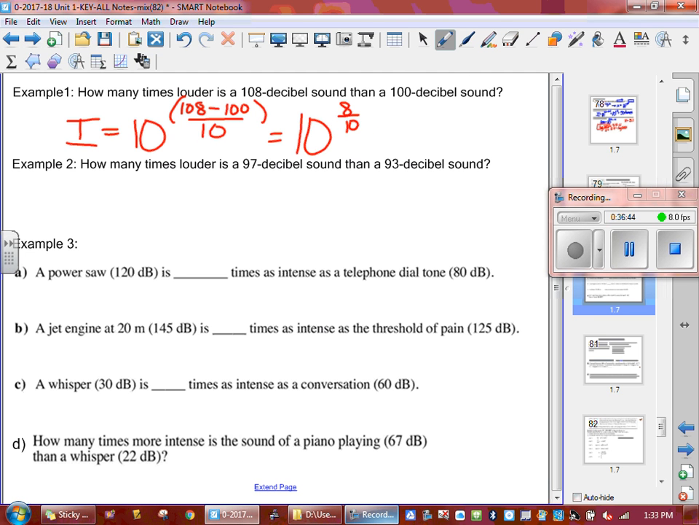And what are we going to get? 6.3, good job. It's 6.3, louder. So we're talking in terms of loudness now. Okay, the intensity is talking in terms of loudness.